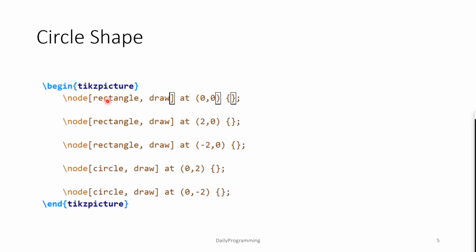The rectangle option makes the node a rectangle. Similarly, a circle option makes the node a circle. So these three rectangles are coming here and the two circles, one above and one below.